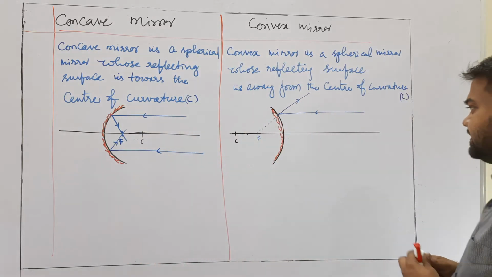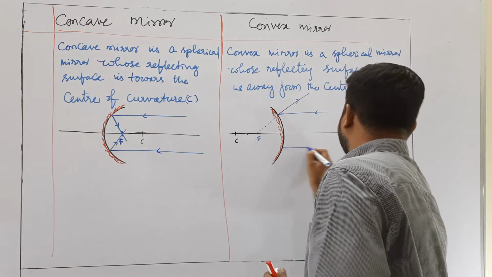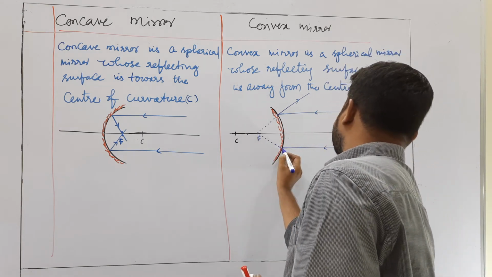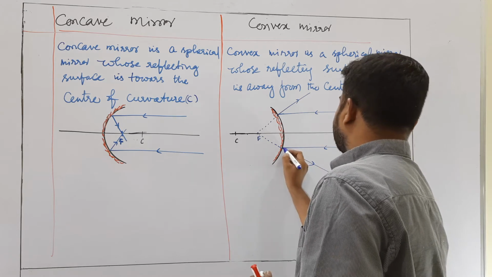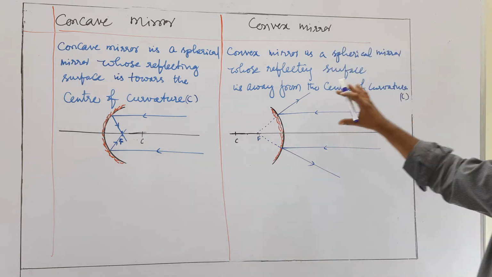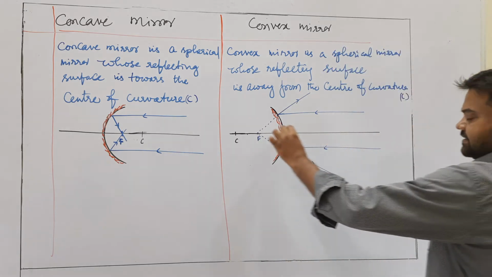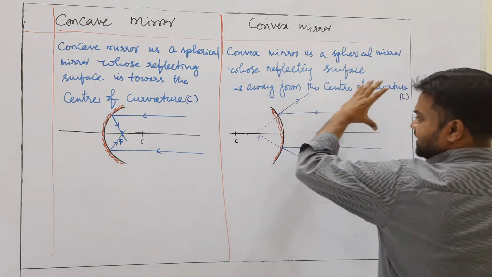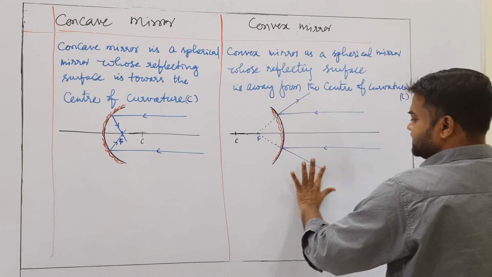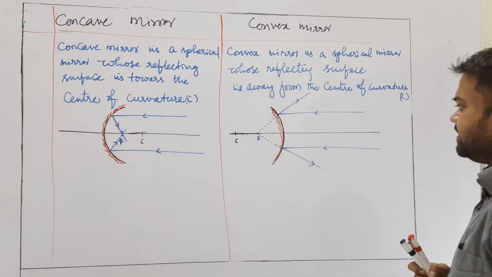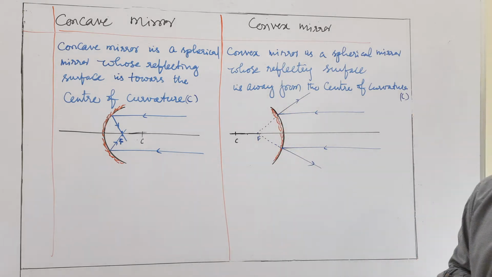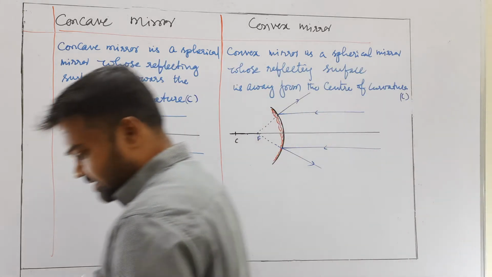Suppose you take another ray. After touching the surface, it is reflected back. The rays after reflection appear to come from this point. That's why this type of mirror we call a divergent mirror. Okay, that also we can write here.